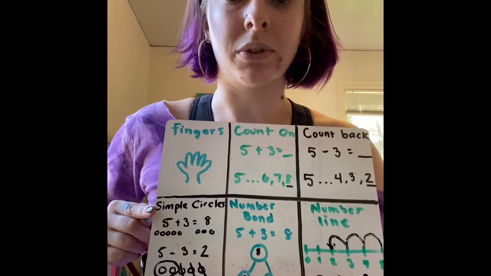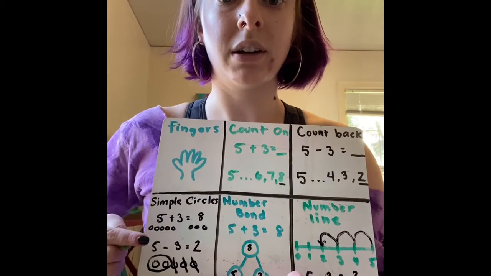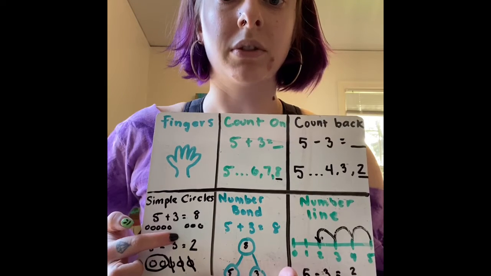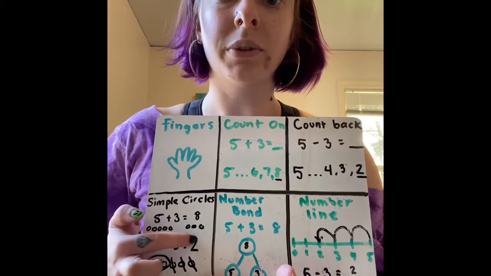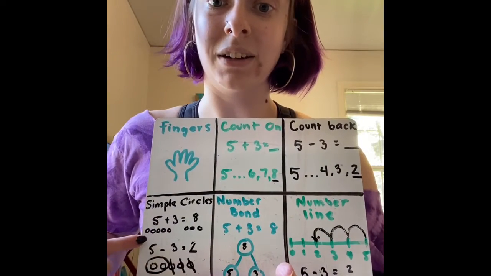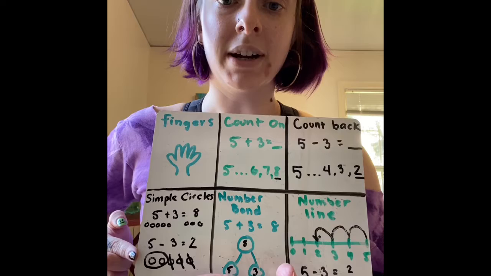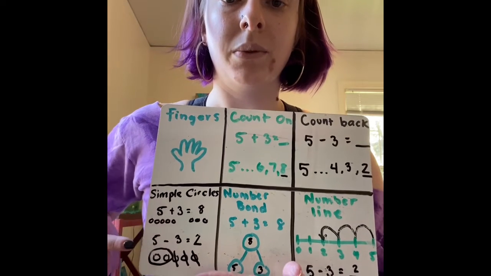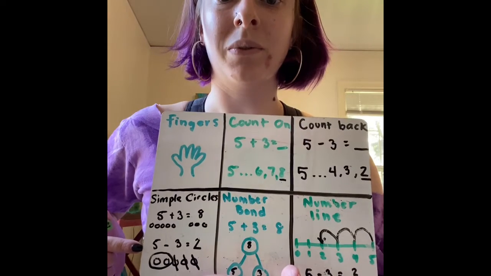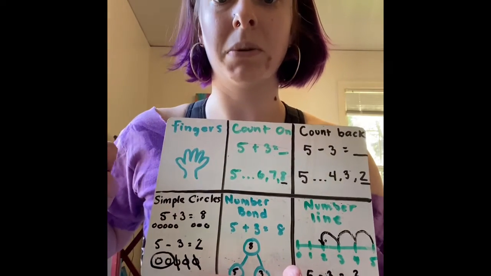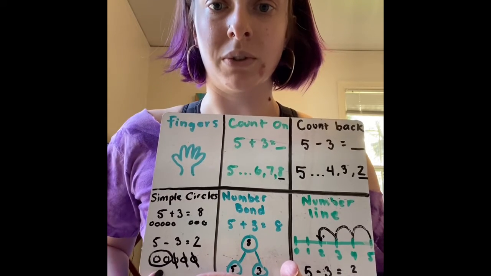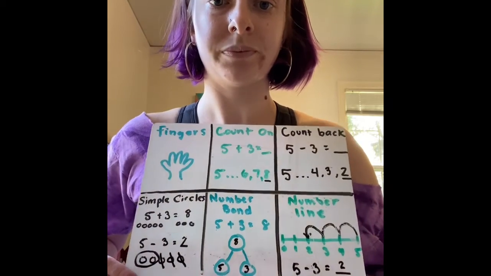Then we have our simple circles. So we have 5 plus 3. We're first going to draw our 5 simple circles. And then we're going to draw our 3 simple circles. We count them all together because we're adding, and that equals 8. And then if we were going to do subtraction, we have 5 minus 3. We start by drawing our 5, and then minus 3, so that means we're taking 3 away. We cross out 3 simple circles, and then we have 2 left over. So 5 minus 3 equals 2.